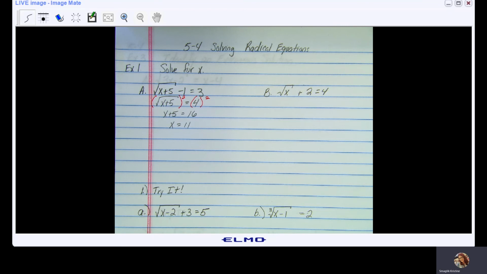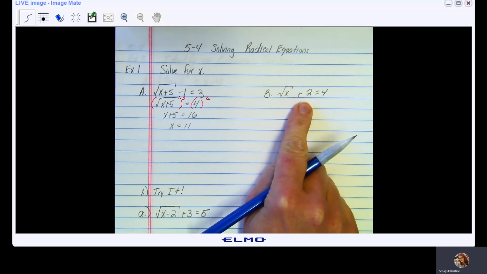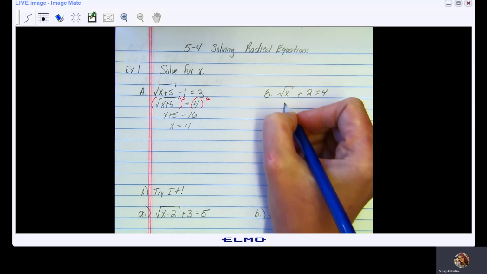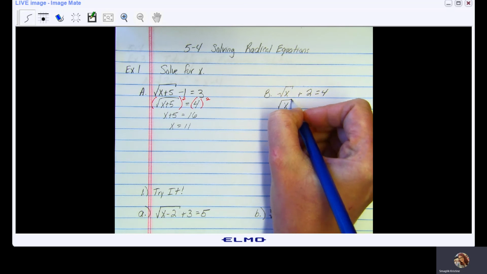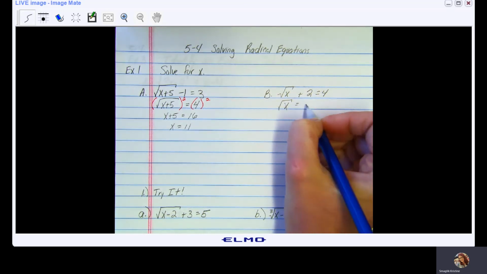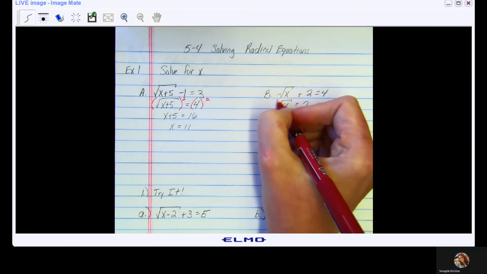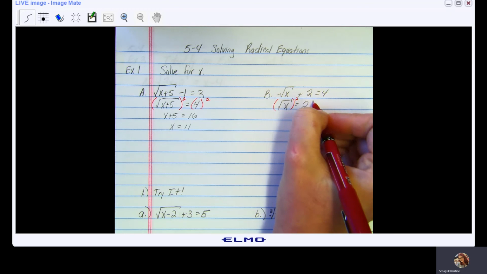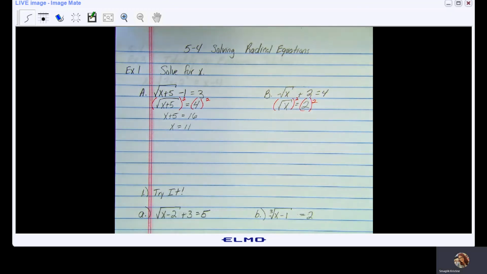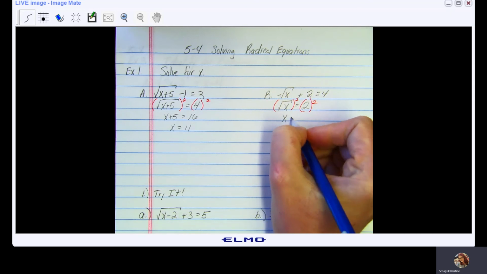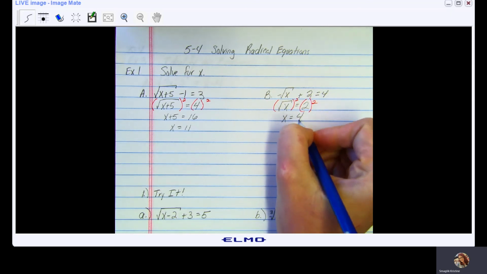Let's do another. Let's look at b. Square root of x plus 2 equals 4. I'm going to subtract the 2 from both sides, and I have the square root of x equals 4 minus 2, which is 2. To clear the square root, I'm going to square both sides. And here we get x equals 2 squared, which is 4.